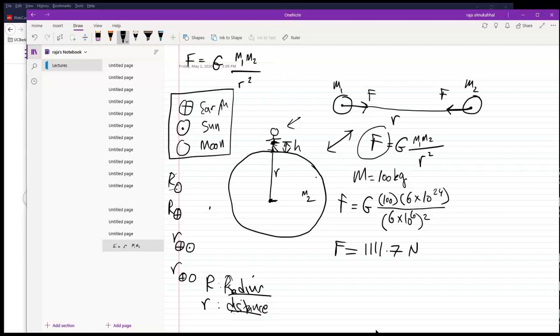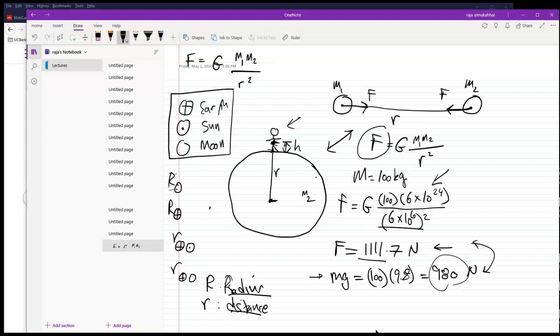Well, guess what? This actually turns out to be equal to mg. See, if I calculate mg of this person, it is 100 times 9.8, and that will be equal to 980 Newton. Now, believe me, those two numbers are actually exactly equal. The reason they are different, this is 1011, which is about 1000, is because I am approximating the radius of the Earth and the mass of the Earth. However, if I put those numbers accurately, it will turn out to be 980. You can test it yourself, by the way. Go back to the table.